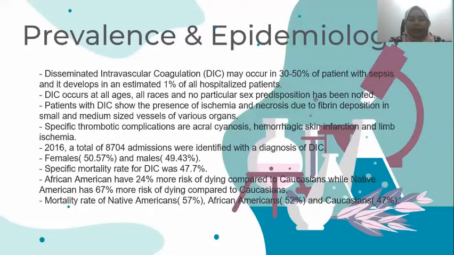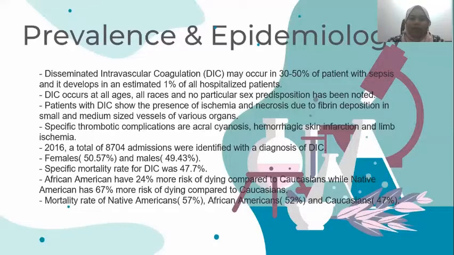African Americans with DIC admissions were found to have 24% more risk of dying compared to Caucasians, while Native Americans have 67% more risk of dying compared to Caucasians. The mortality rate with DIC for Native Americans was 57%, while African Americans 52% and Caucasians 47%.